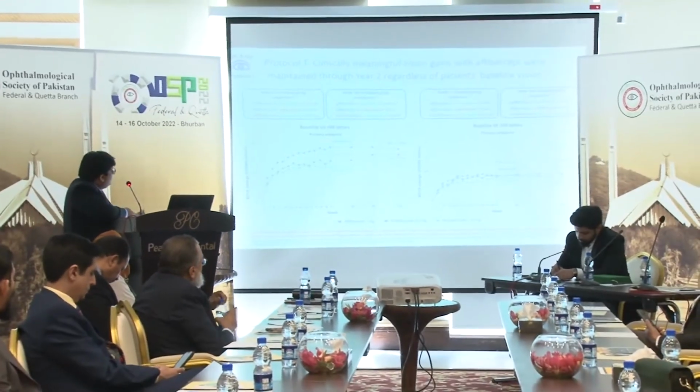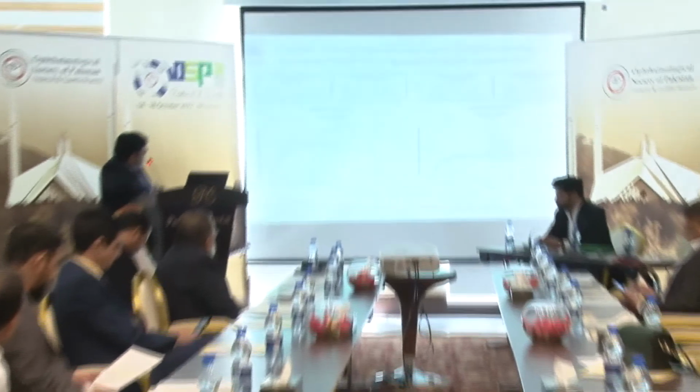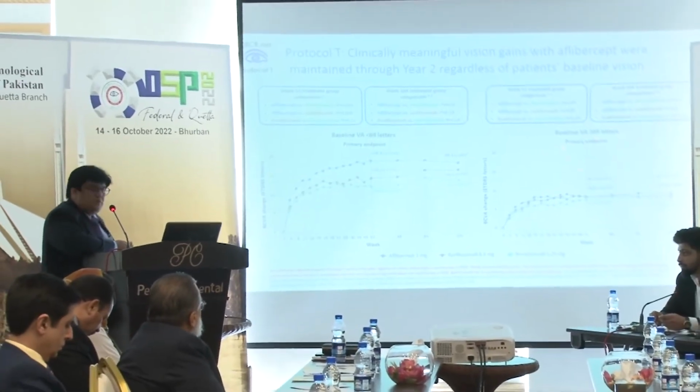If you can see here, this is the baseline visual acuity of less than 69 letters. They divided the results into 2 groups: one better than 69 letters, and the other less than 69 letters. Those whose vision was less than 69 letters gained 18.9 letters, and they were 102 patients, because they divided the Afibercept group and all the groups into 2 groups, one with low vision and one with good vision. With low vision, 18.9 letters were gained by those who went for the Afibercept injection, and that was maintained for 2 years.